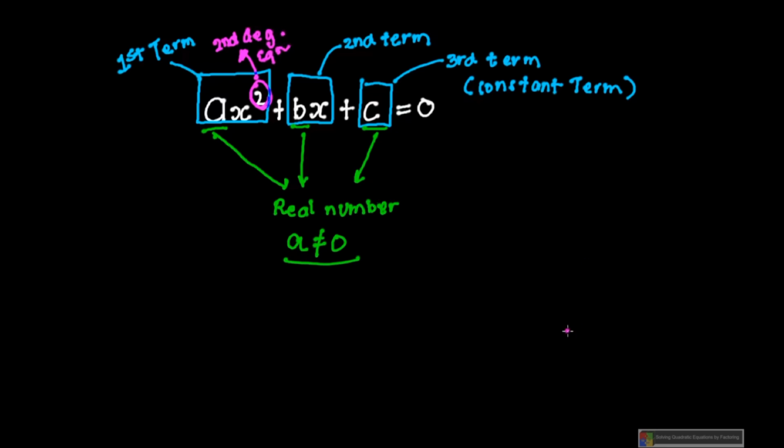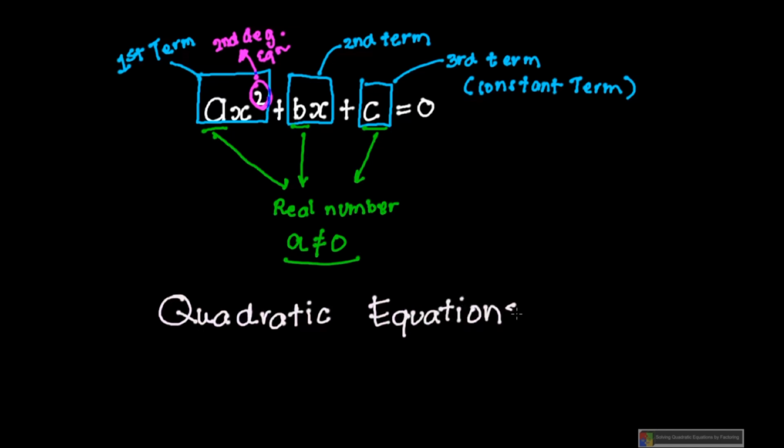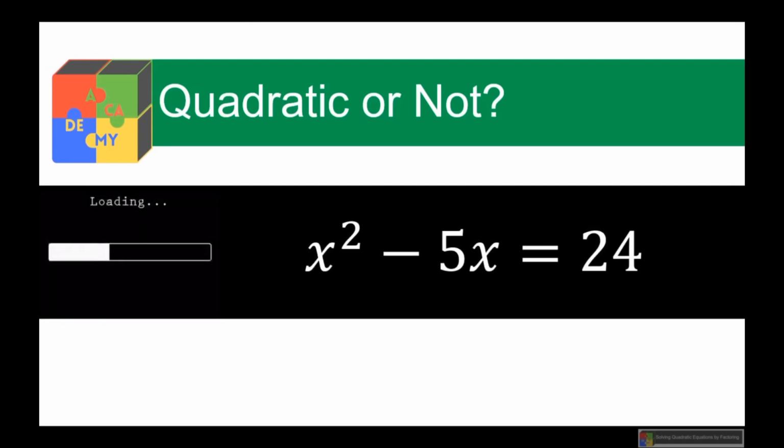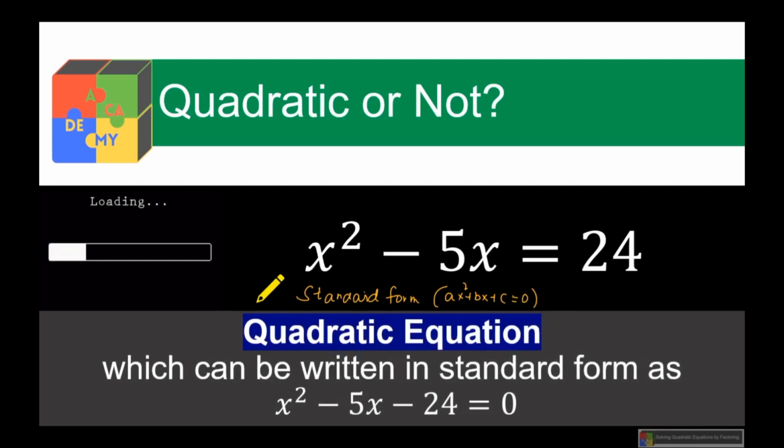When it is like that, this equation is called a quadratic equation. That is what we will study today. So, now, as we move on, in this part, let us determine whether the given equation is quadratic or not. Feel free to pause this video if you want to guess or answer this question.